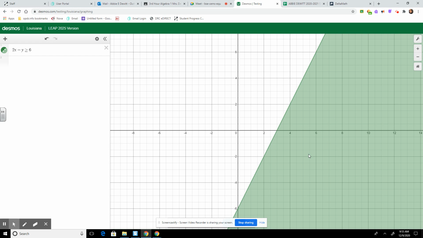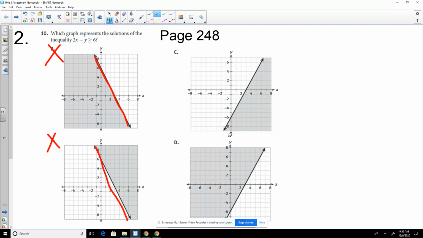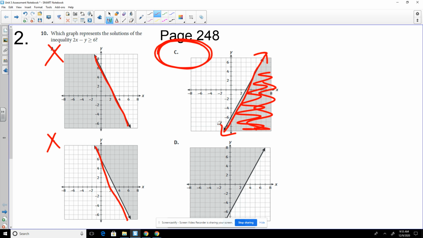Now, my shading was to the bottom right. Looking back at my graphs, where's my shading in the bottom right? Right here for C. So the answer for this problem would be C, where your line is going in the upward direction with the shading to the bottom right. So on tomorrow's test, you're going to type in your inequality that you're given, and you're going to match your graph with one of the graphs given just as you did in this problem.